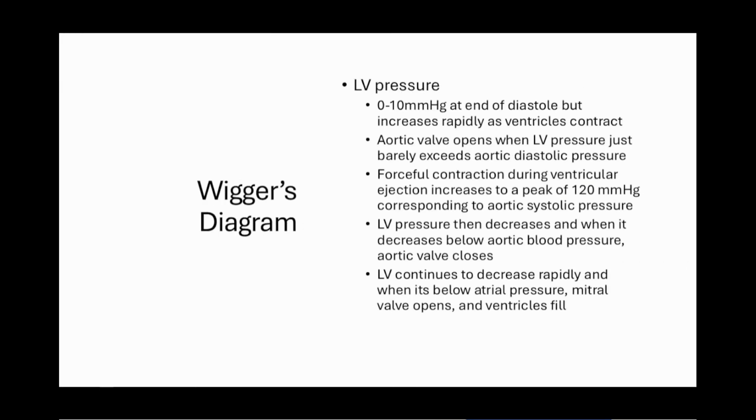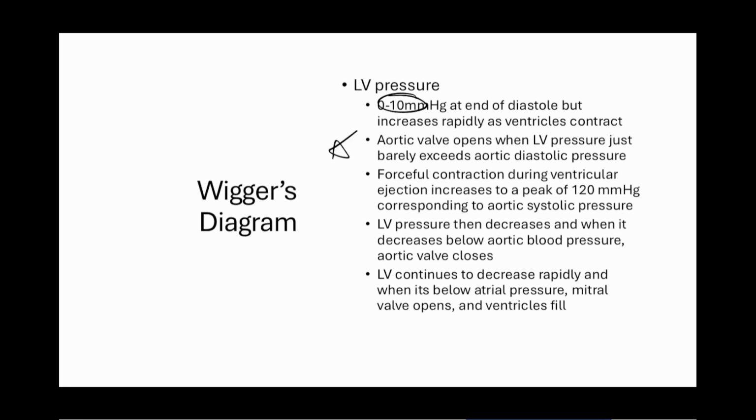I'm going to describe this in words, and then we're going to draw it all together on that, and then we'll be done for the day. So left ventricular pressure, the pressure in the left ventricle, goes up and down like crazy. At the end of diastole, it gets down to like 0 to 10 millimeters of mercury. But it's going to increase very rapidly when they contract.